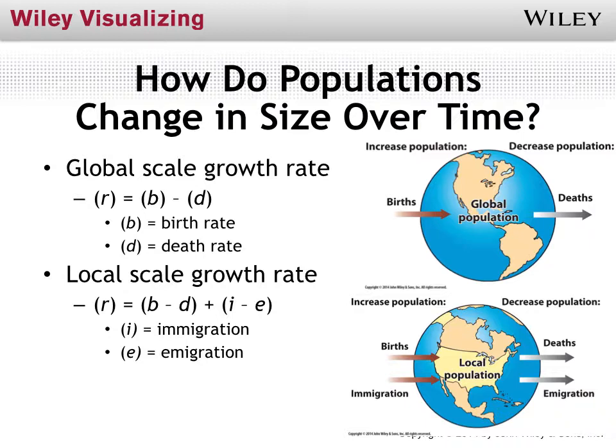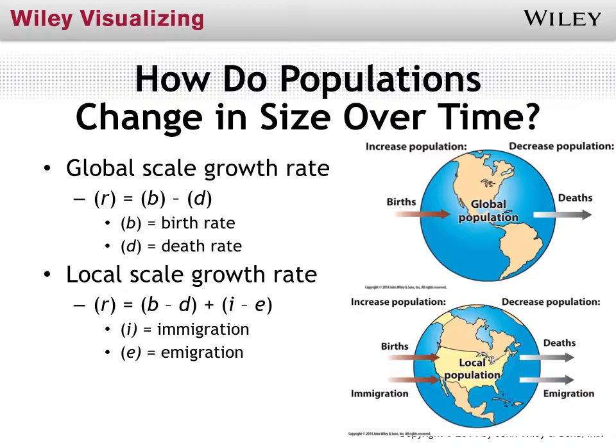So we can put this into a mathematical equation that describes how populations change over time. And it's really fairly simple. Global growth rate is simply equated as the birth rate minus the death rate. So r, being the rate of growth, is defined by the birth rate and the death rate. So if birth rates are higher than death rates, populations increase. If death rates are higher than birth rates, populations will decrease. And again, that could be looked at at a local level or a global level.